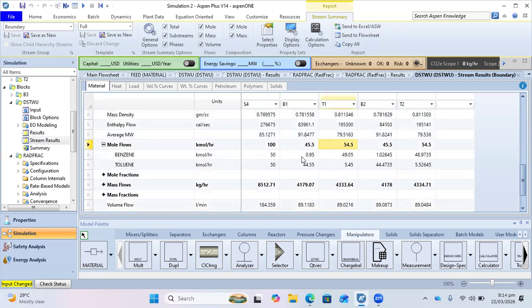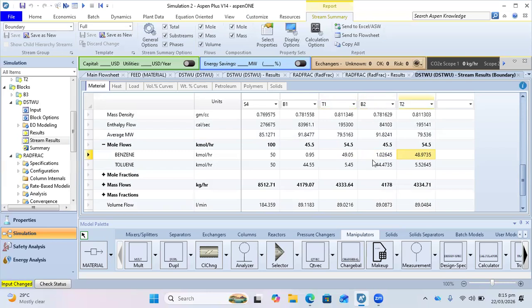So this is B1, benzene coming from the DSTWU at the top. This is benzene coming from the RADFRAC at the top. So we see that it's just slightly different. This is 0.95, this is 1.0, right? Then if we look at benzene coming from, oh, sorry, that's the bottoms. B is the bottoms. Sorry. If you look at benzene coming from the tops for DSTWU and then the tops for the RADFRAC, we see that it's also not so far off, right? There are just some slight differences because of the different equations that are being used.